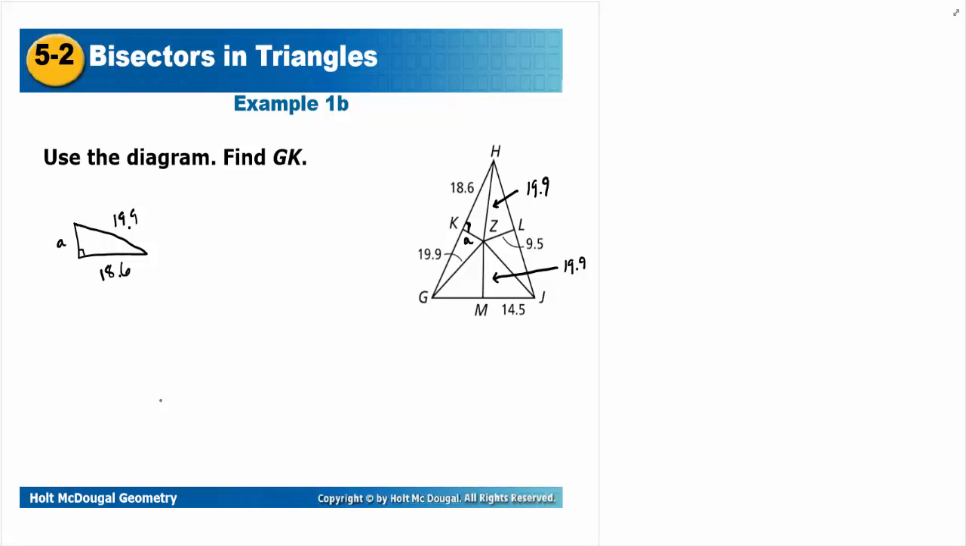right angle. So in this case, what you'll do is you're just going to set up A squared plus B squared equals C squared. So to solve this, we're going to go A squared plus 18.6 squared equals 19.9 squared. So 19.9 squared is going to be 396.01. 18.6 squared, that's going to be 345.96, and I'm going to solve from there.